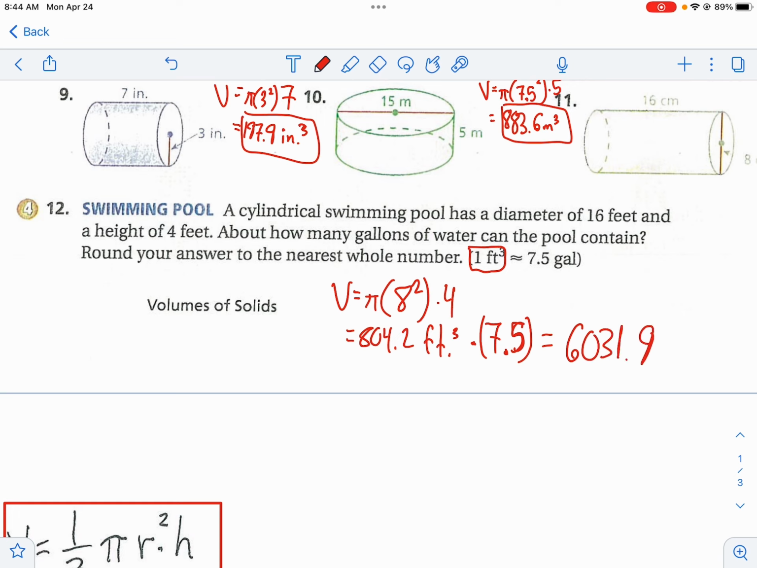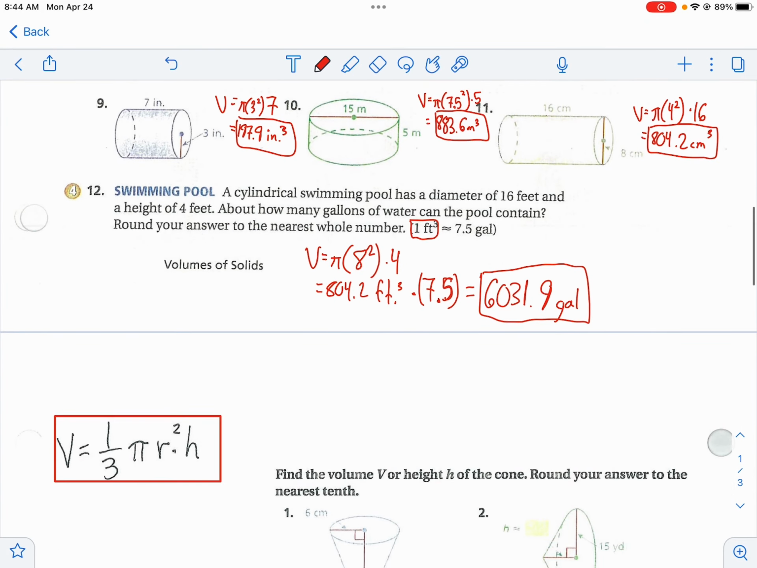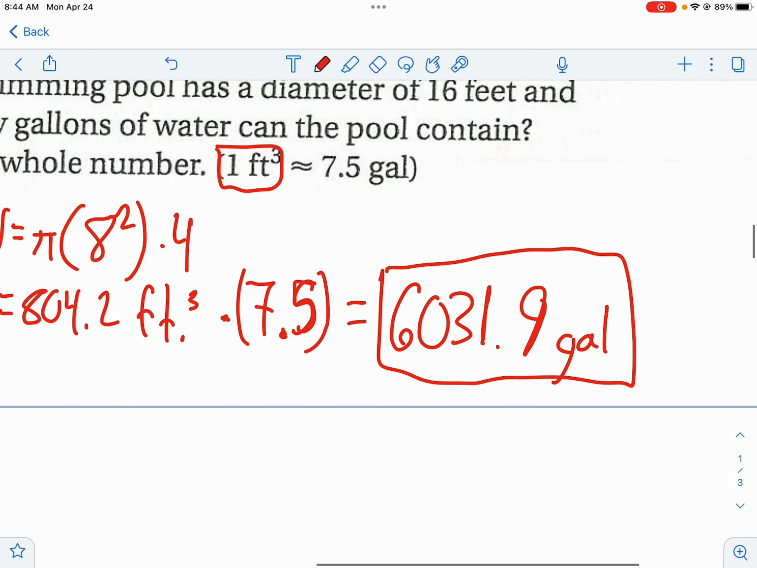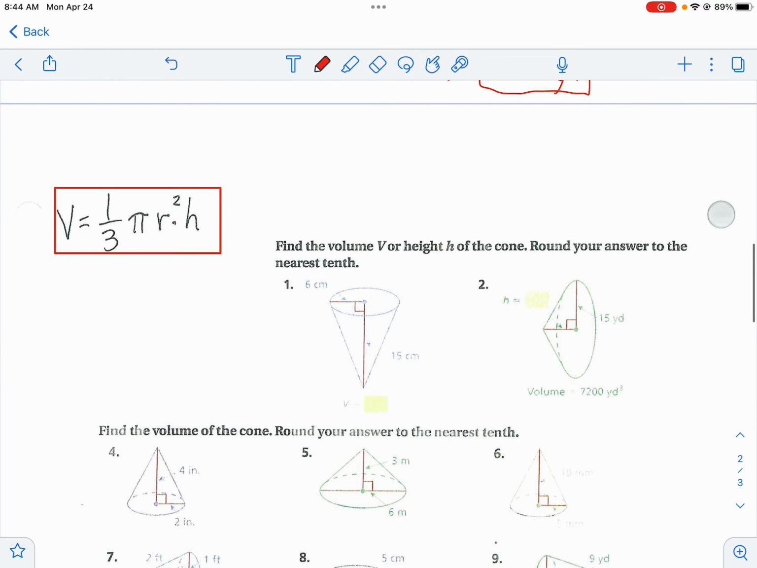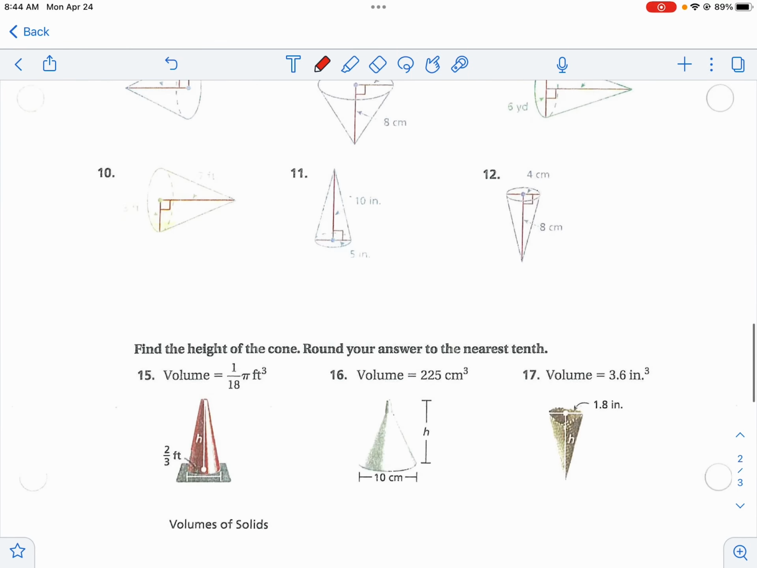6,031.9 gallons of water in the swimming pool. They want the nearest whole number, looks like. So we'll go 6,032 gallons. Let's find the volume or height of the cone for the next couple.